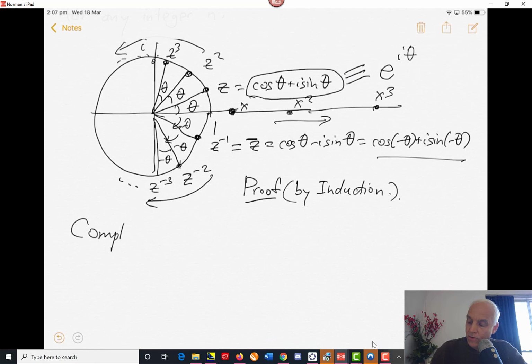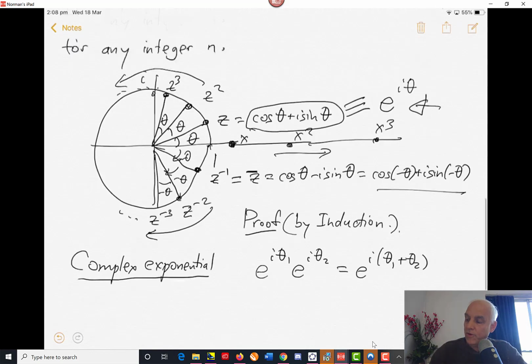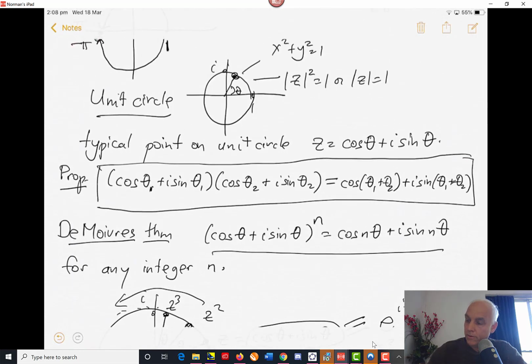And that's a great tool because it actually does act like a complex exponential. In particular, if we have e to the i theta 1 times e to the i theta 2, well, that's just e to the i (theta 1 plus theta 2). That's just a rewriting in this kind of language of the earlier result that was this one right here.